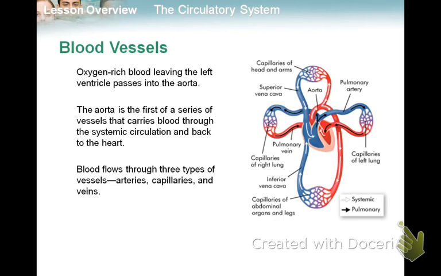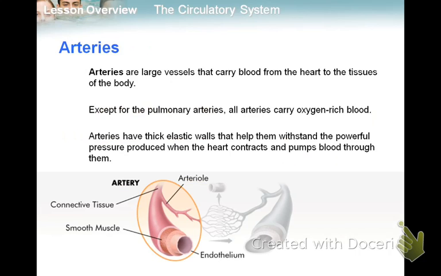Oxygen-rich blood leaving the left ventricle passes into the aorta. This is the first of a series of blood vessels that carry blood through the systemic circulation and back to the heart. There are three types of blood vessels that blood flows through: arteries, capillaries, and veins. Arteries carry blood from the heart to the tissues of the body. I want you to think of the word away. Arteries carry blood away from the heart.